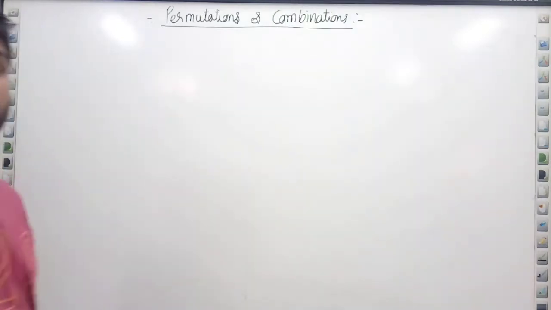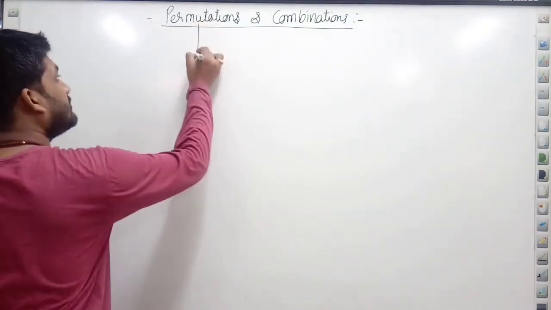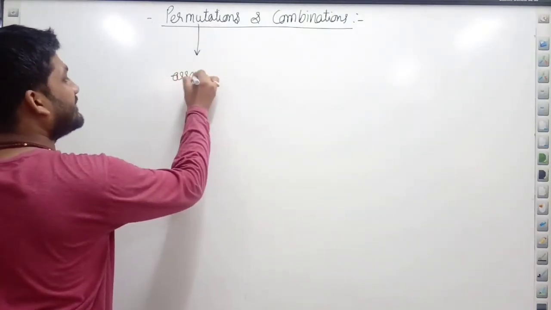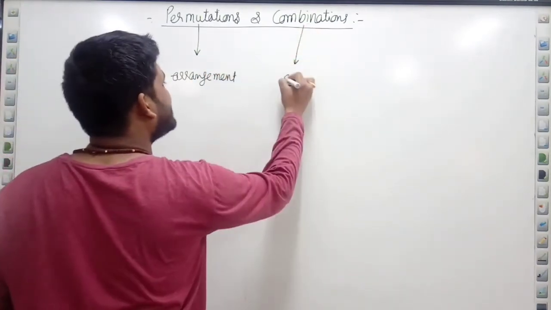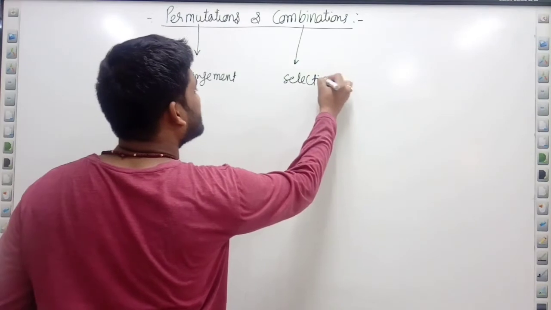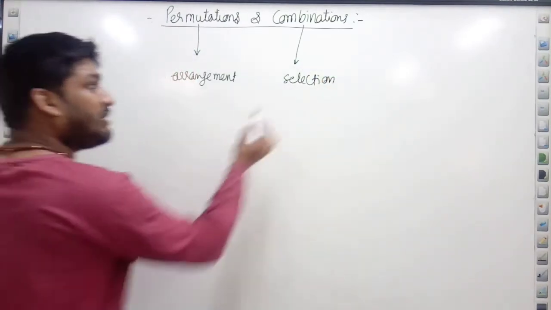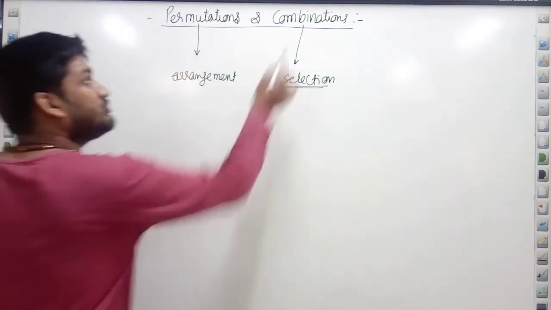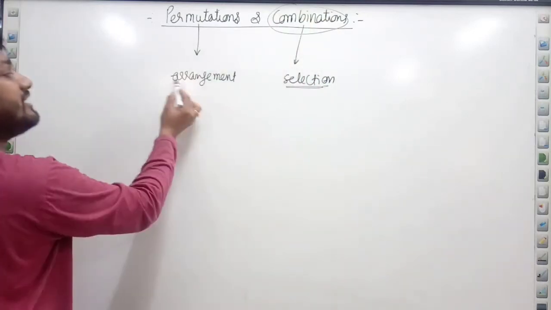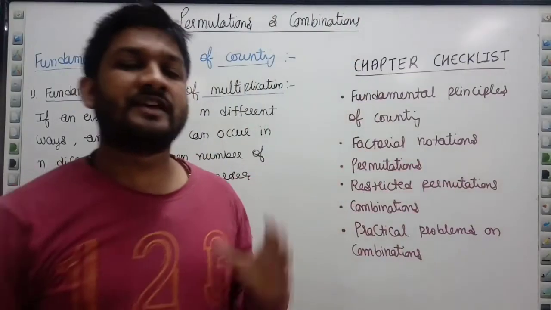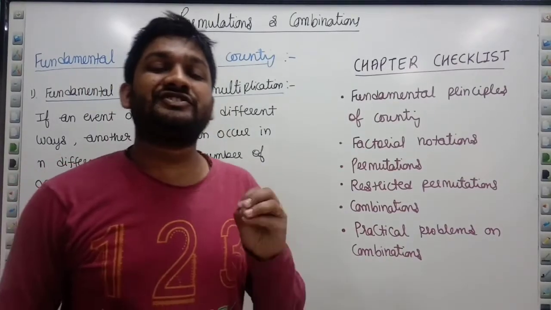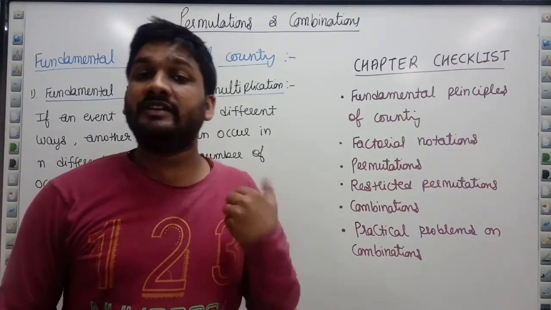Let's start. Permutations means arrangement, and combination means selection. So remember this: whenever it is about selection we use combination, whenever we have arrangement we use permutations. In this chapter we will first discuss the checklist, the things that we need to complete.